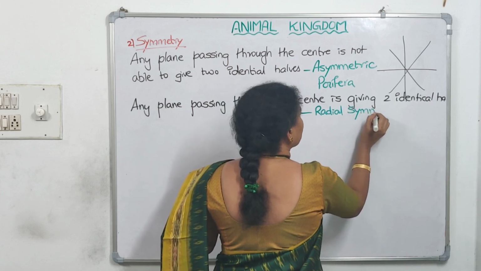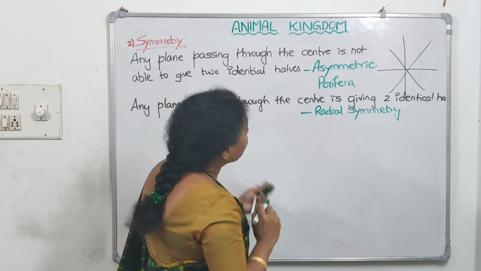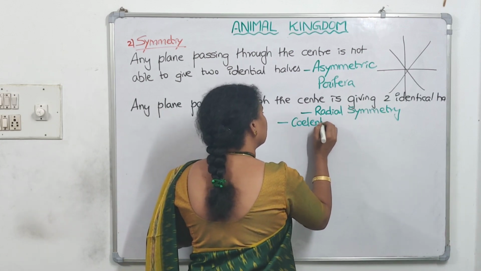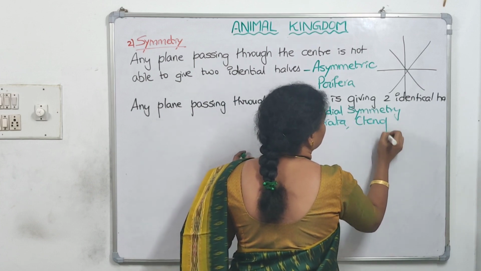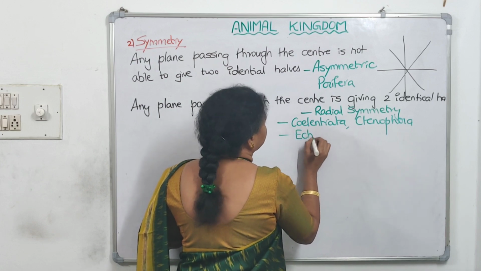And the phyla which possess this radial symmetry are important. So, what are the phyla which have radial symmetry? First one is Cnidaria. Second one is Ctenophora. And the third one is Echinodermata.